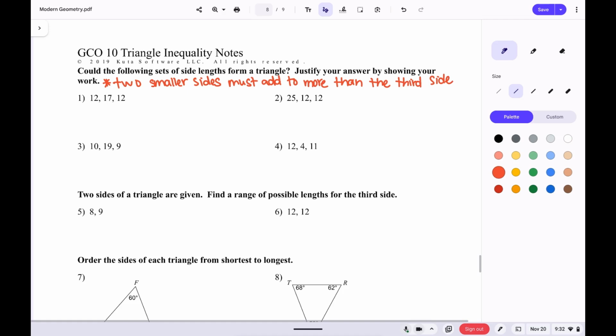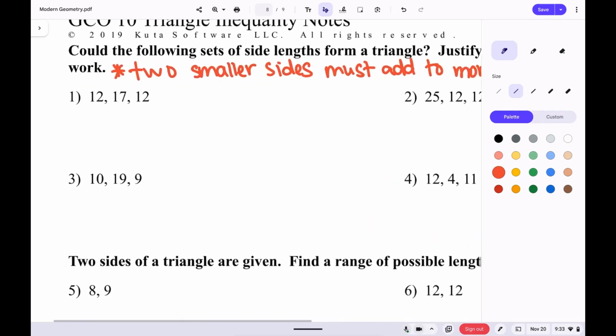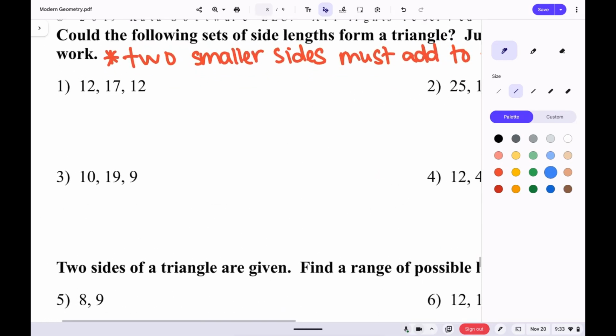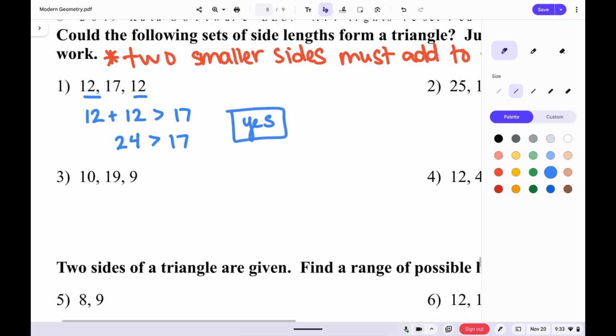Okay, so if we look at this first one, I've got 12, 17, and 12. The 2 smaller sides are the 12s. So that's really all that I'm focused on right now, is adding those 2 smaller sides together. What would be 12 plus 12? 24. Is 24 greater than 17? Yes. So this would work. This should make a triangle.